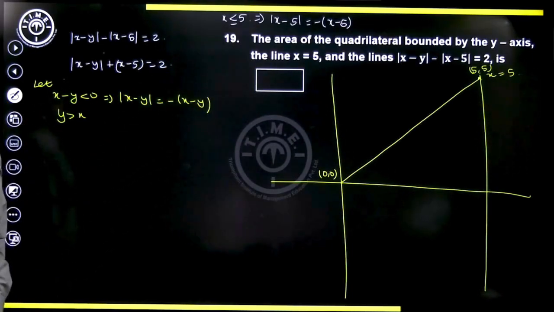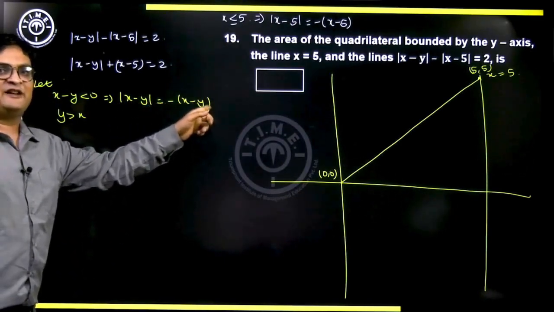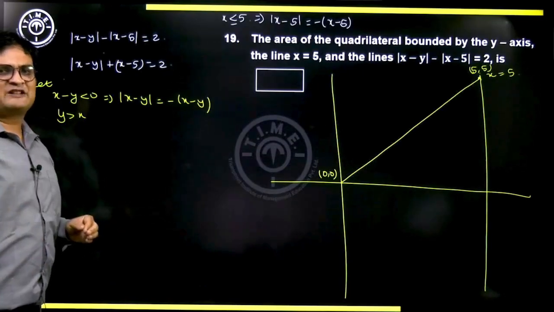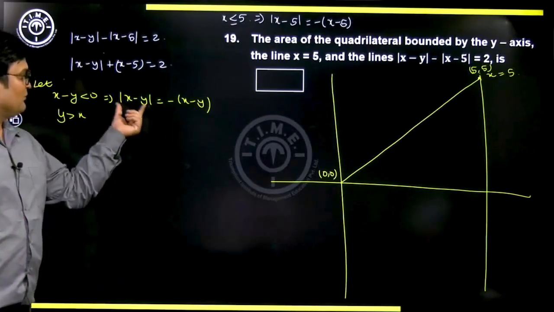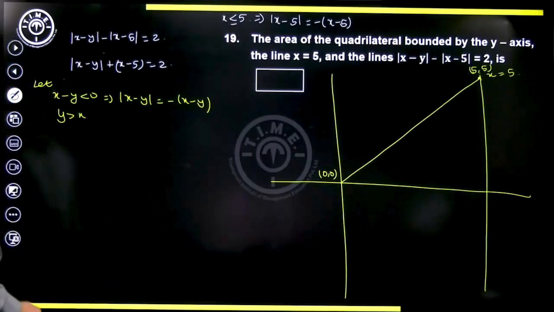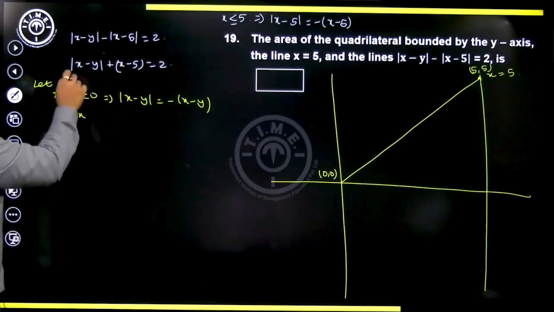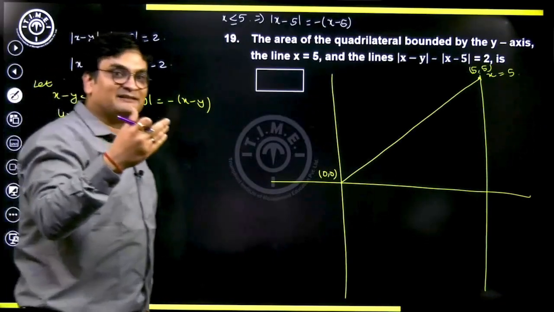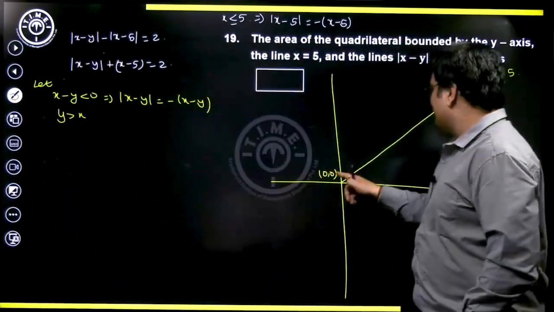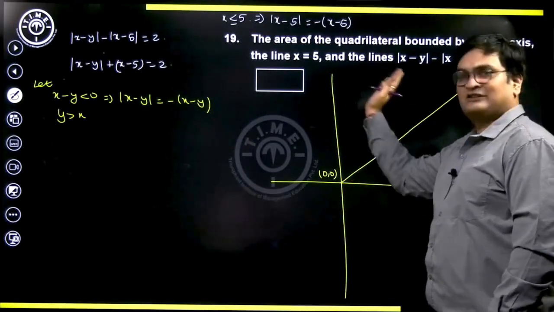I hope we all know how mods work, right? Mod of minus 5 will be minus of minus 5, which is plus 5. So the mod functionality is what? It will always give out non-negative values. So mod of x minus 5 will become this. So if that is the case, how would this equation change? Let's write it. So for y greater than x, now let me explain what y greater than x means. This is the y equal to x line. So y greater than x would be this region.